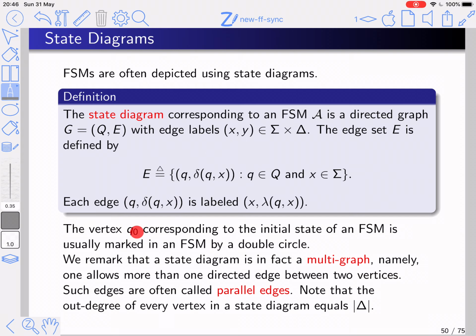The vertex q0 that corresponds to the initial state of the finite state machine is usually marked in an FSM by a double circle. Now we remark that the state diagram is in fact a multigraph because one may allow more than one directed edge between two vertices. This is the case in which two different input symbols create the same transition. Such edges are often called parallel edges. We note that the out degree of every vertex in the state diagram equals the cardinality of the input alphabet.